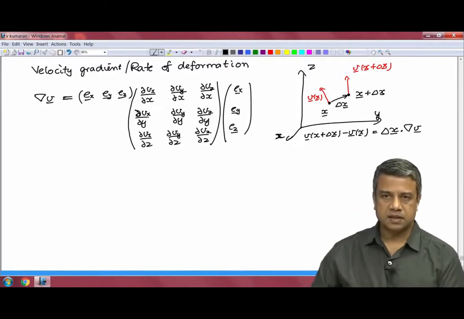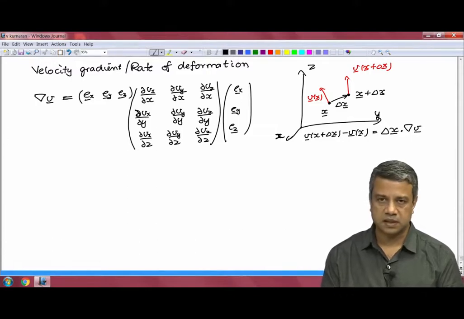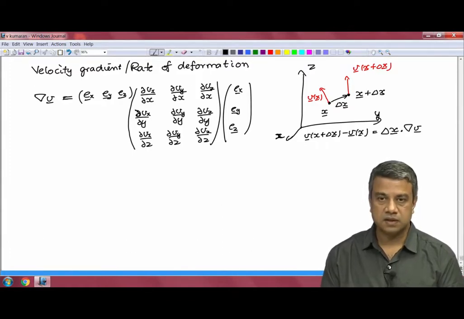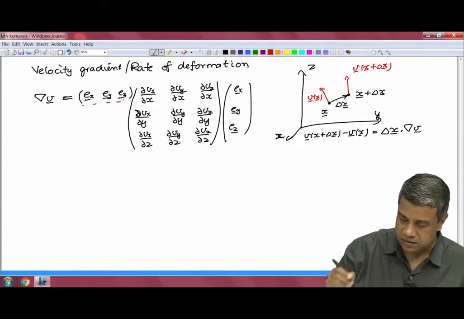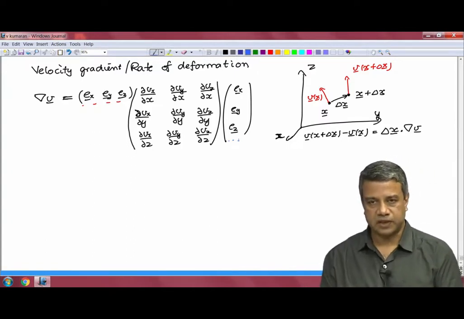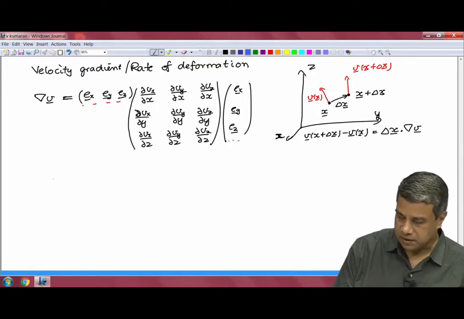This is exactly analogous to, for example, the change in concentration. If you go to a small distance delta x, the change in concentration is delta x dotted with grad c. In this case, the first unit vector corresponds to the direction of variation or the direction of the derivative. The second one is the direction of velocity itself. So, this is the rate of deformation tensor, and we had separated this out into 3 parts.